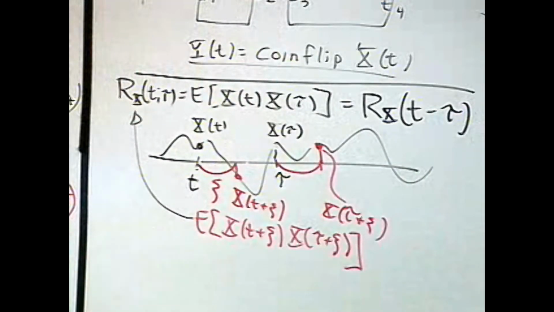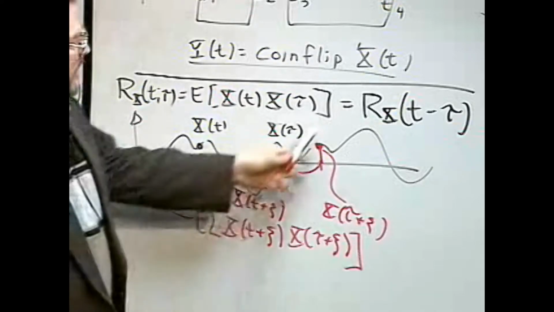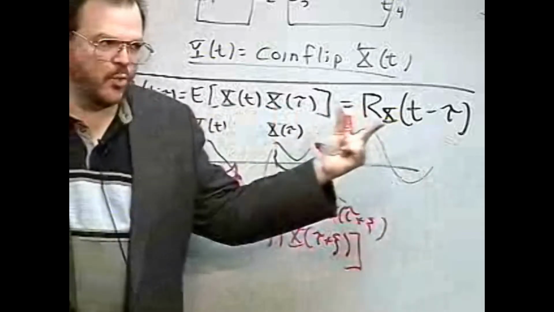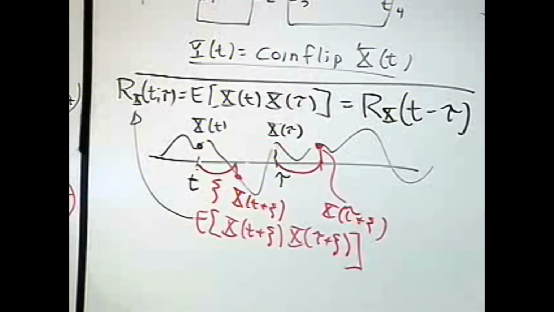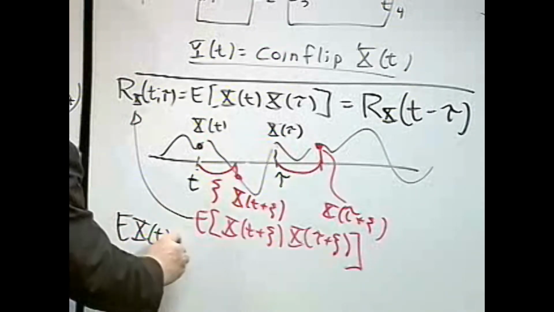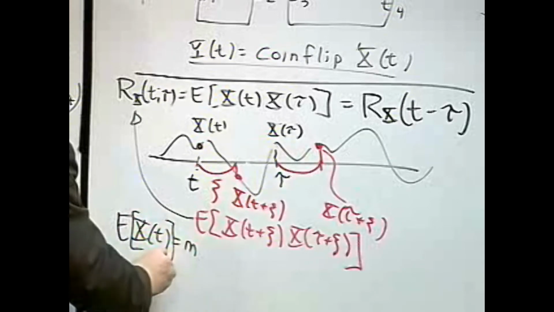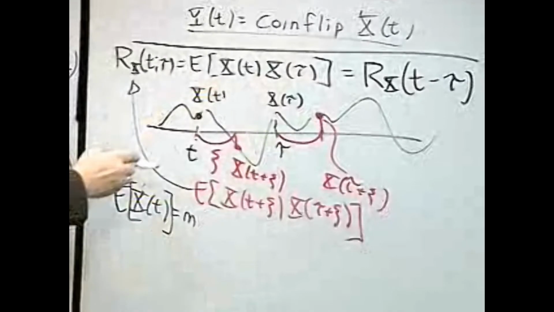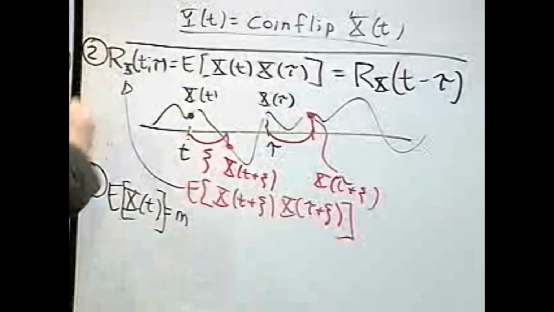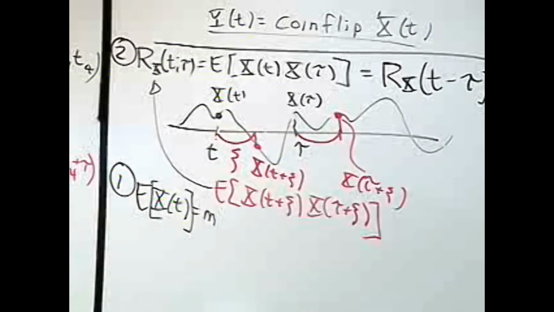So if we have a process which is stationary in the strict sense, then the autocorrelation is only a function of the separation between the 2 points. Doesn't matter where those 2 points are, it's only the separation between the two. So we have two criteria that are special cases. First, the expected value of x of t is equal to a constant. And the second is that the autocorrelation is just a function of the difference between the two variables. So these are two necessary criteria if we have a process which is stationary in the strict sense.